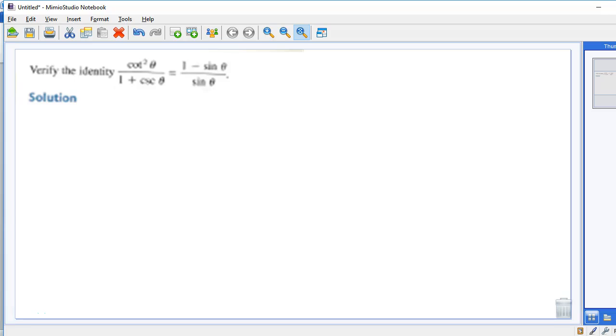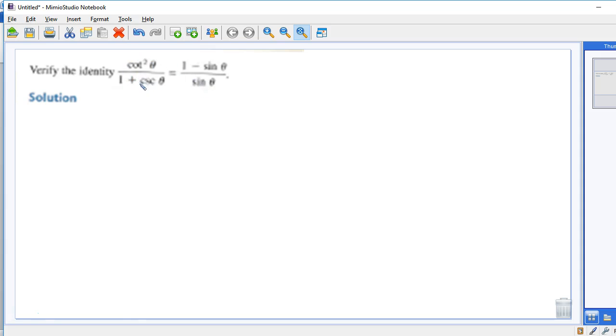Alright, hey everyone, this is example number 6. So it says verify the identity cotangent squared theta over 1 plus cosecant theta equals 1 minus sine theta over sine theta. Now, what we have done for the other examples is we looked at some of these and we try to say, can I get this one to match that one?